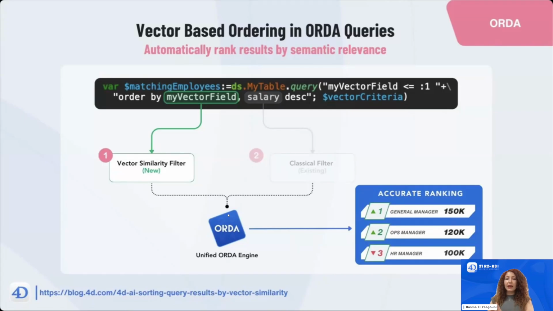What's nice is that this works alongside traditional ORDA filters. You can combine vector ordering with your existing business criteria in the same query. The same capability is available in both ORDA and REST, making it easy to build intelligent search, recommendations, and other AI-powered experiences where the most relevant results naturally rise to the top.